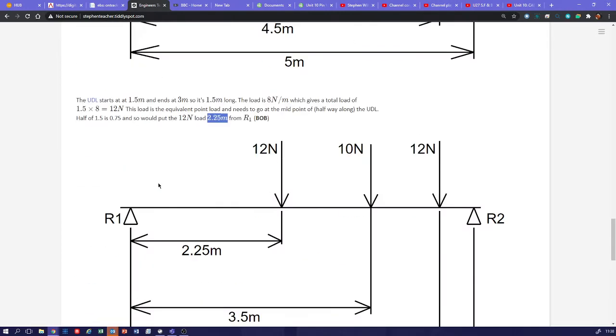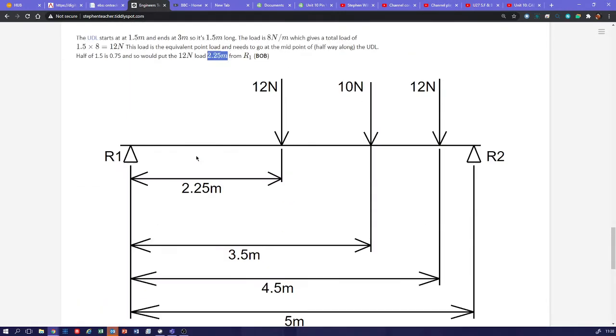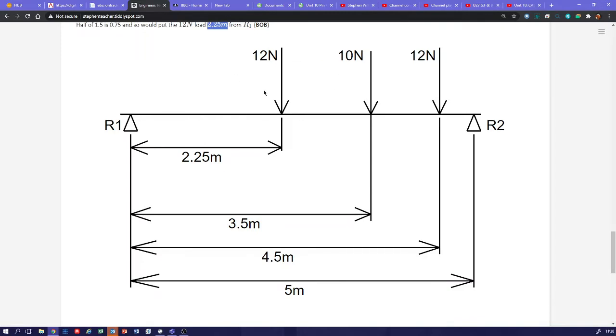And right, so there we go. Hopefully, here you can see I've removed the UDL and I've put the equivalent point load in place. This is all just to find the reaction forces. Obviously, when we get to doing bending moment diagrams, things get a little bit more complicated, but we won't worry about that for now.